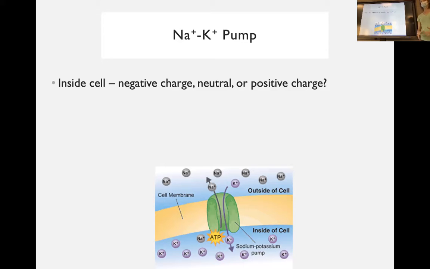If you think about it, all of our body runs on electricity, basically. So this charge inside the cell is really important. These cells want to have a negative charge inside. Most of our cells want to be negatively charged inside. It's really important for their functioning. I'll talk about why in just a second.